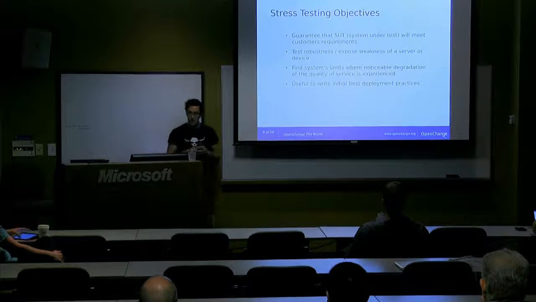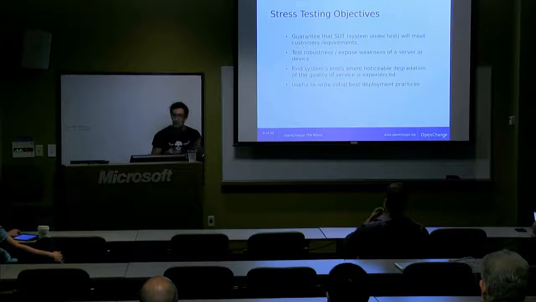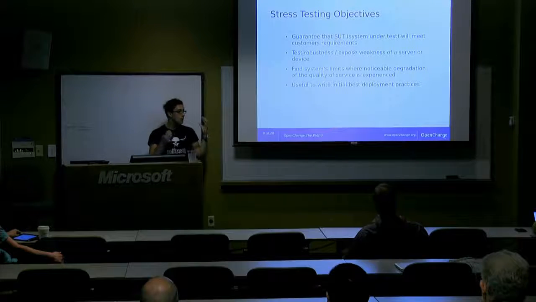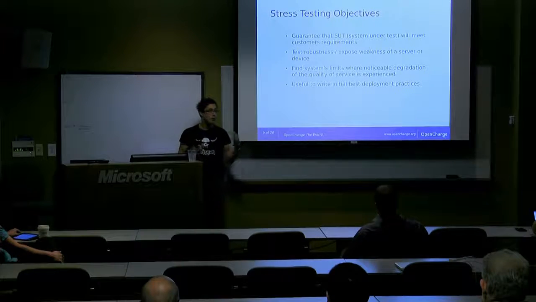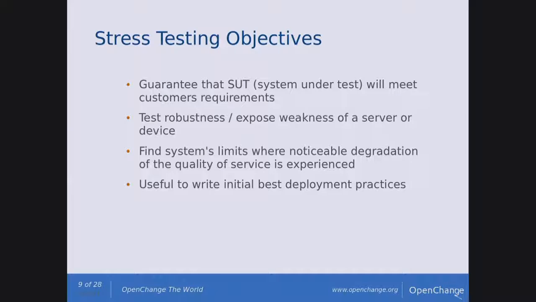So about the objectives, we want to guarantee that the system under test is going to meet the customer's requirements, which means that we want to leverage two parts. The first one is obviously we want to test the robustness of the product to guarantee that if you have 500 or 2,000 clients that connect at the same time and have some kind of traffic, we are not going to experience a noticeable degradation of the device or the server.